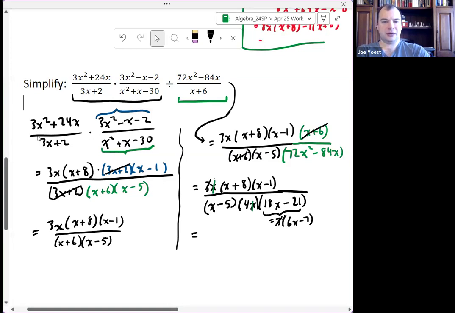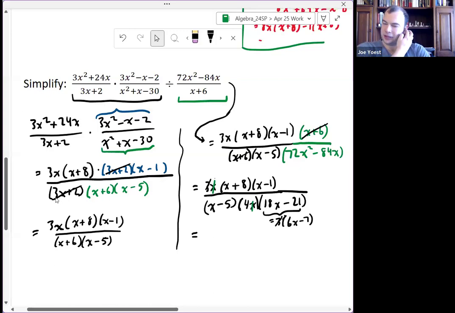I'll do that in one step while I factor. 3x squared plus 24x has a common factor of 3x, and what's left over is an x plus 8. For my other numerator, I can use guess and check or AC grouping to see that it factors to 3x plus 2 times x minus 1. So I have all of these factors in the numerator. For my denominator, I have 3x plus 2, nothing I can really do with that, and then x squared plus x minus 30, which is x plus 6 times x minus 5.